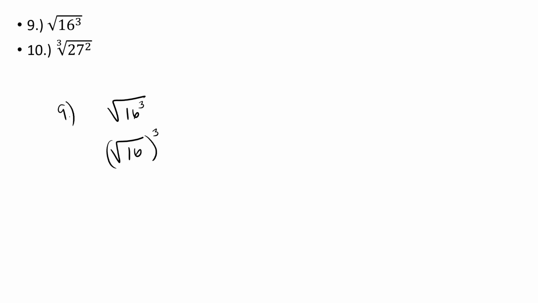And I do know the square root of 16. The square root of 16 is 4. And so this becomes 4 to the 3rd. Do not say 12, okay? It's 4 times 4 times 4. 4 times 4 is 16, and 16 times 4 is 64. That perfect cube is one that you might know.